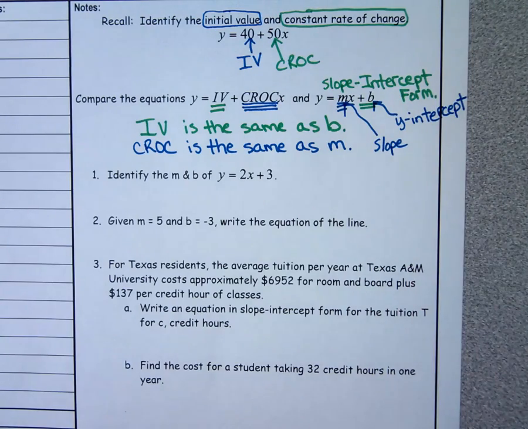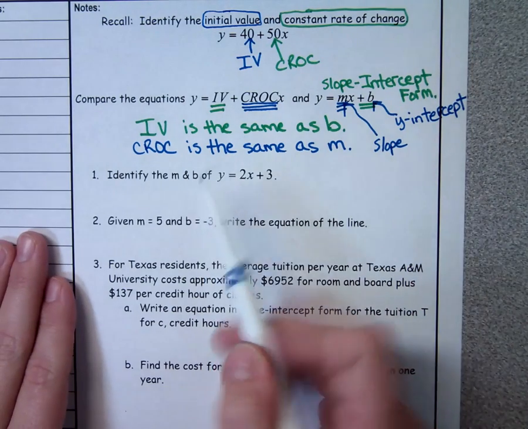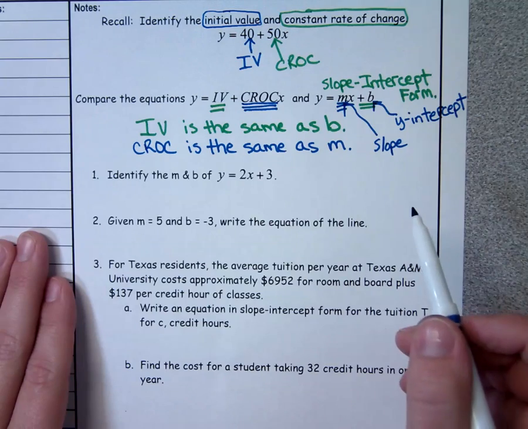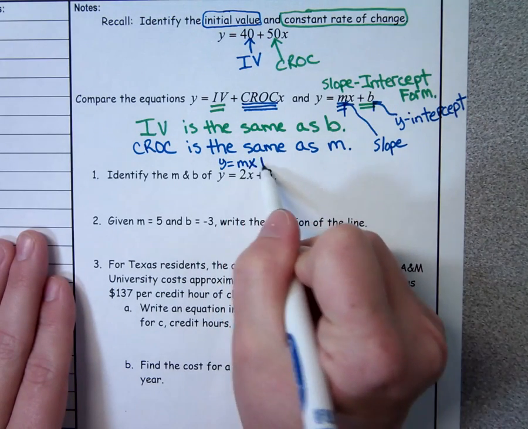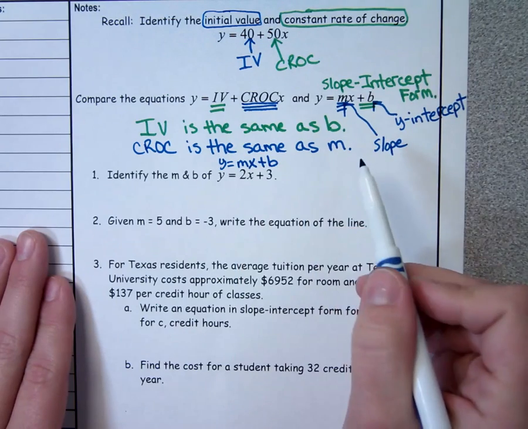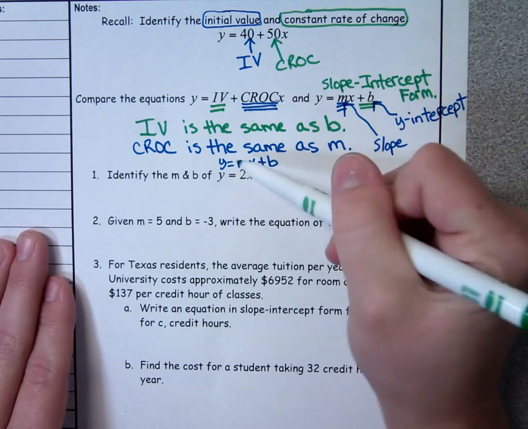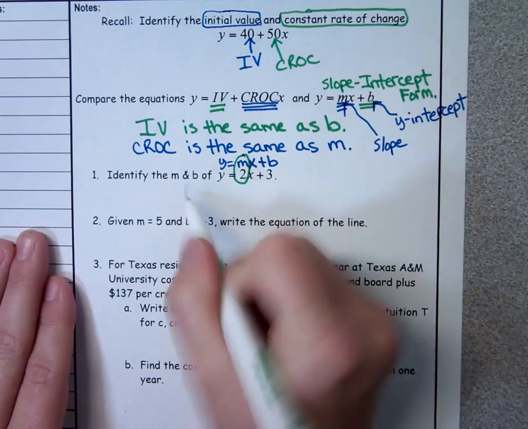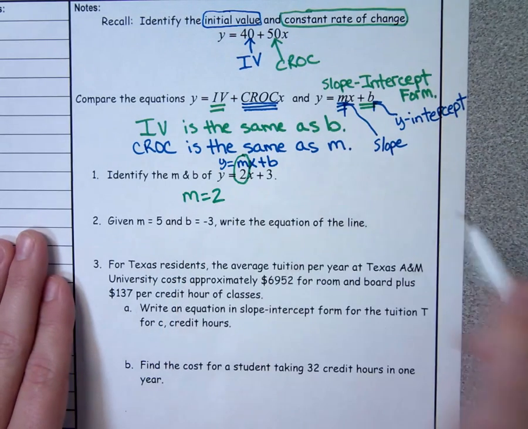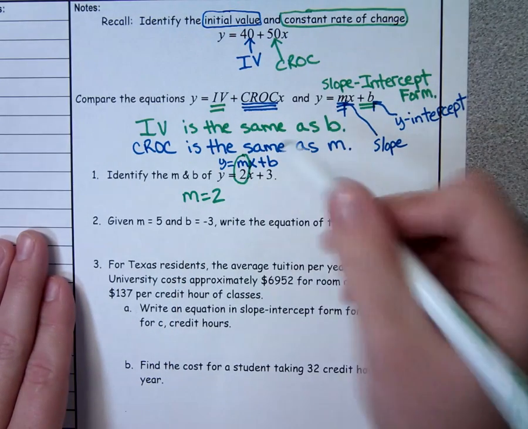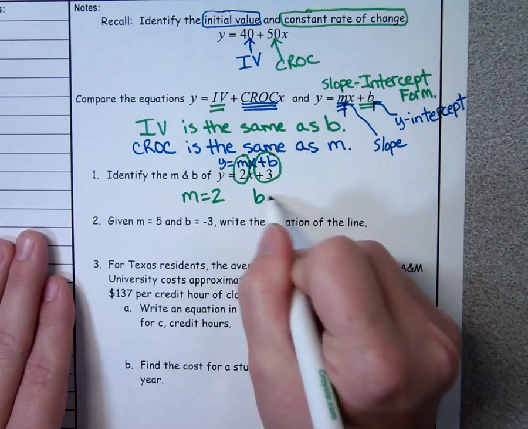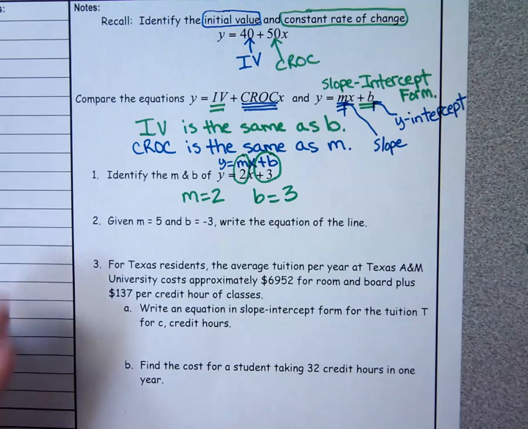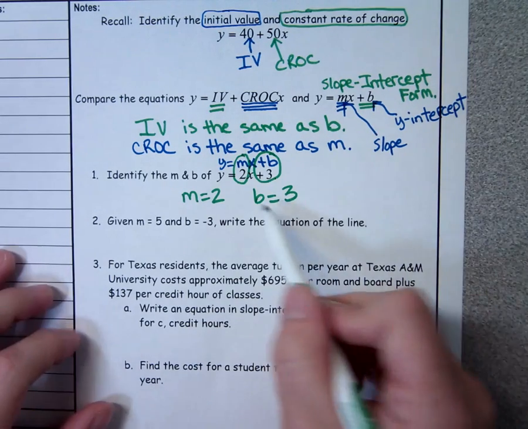Okay, number 1 says identify the m and the b of y equals 2x plus 3. So let's see how it looks in comparison to y equals mx plus b, our slope-intercept form. And you can see that the m is the 2, because that's the number that's smushed up against the x. And the b is the 3, because that is the number that doesn't have a variable attached to it. It's the initial value.